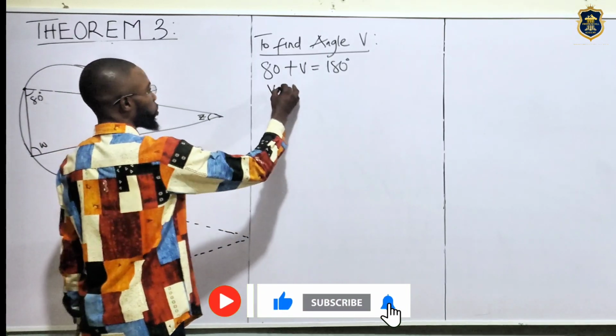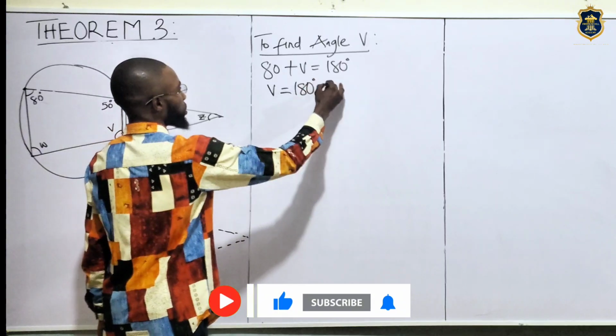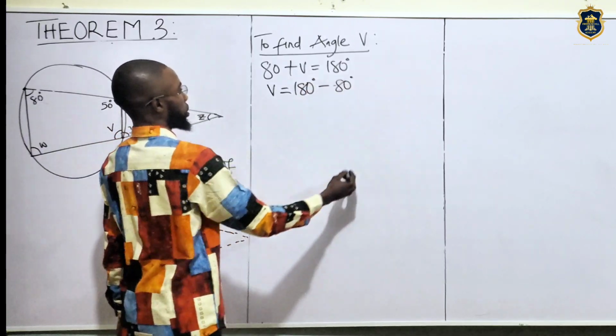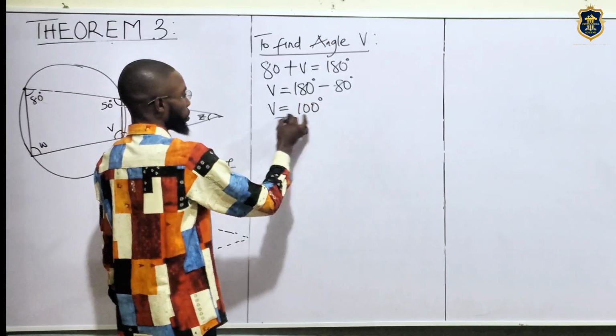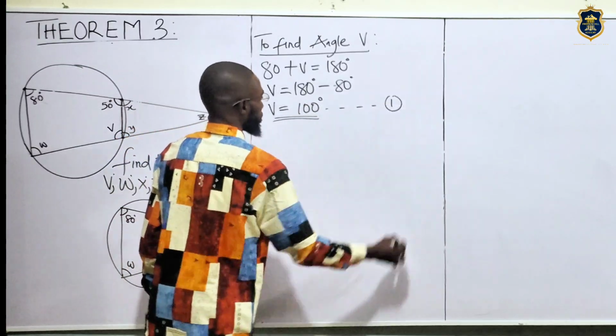So by this, we know that V will be what? 180 degrees minus what? Minus 80, right? So V is equal to what? 100 degrees. Let's call this our number 1, right?